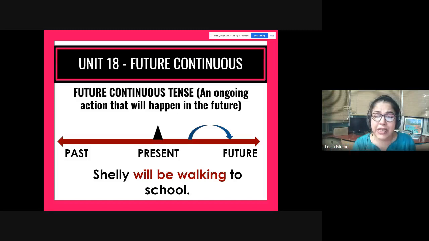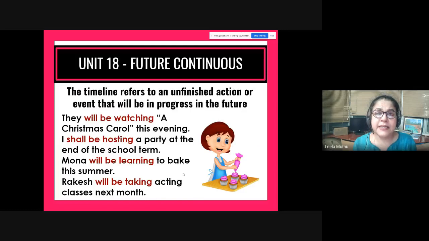Shelley will be walking to school every day from next month. It is an action which is predicted to happen, an ongoing action from next month. That means in the future. Let's see the examples: an event that will be in progress in the future, which will be an ongoing action.